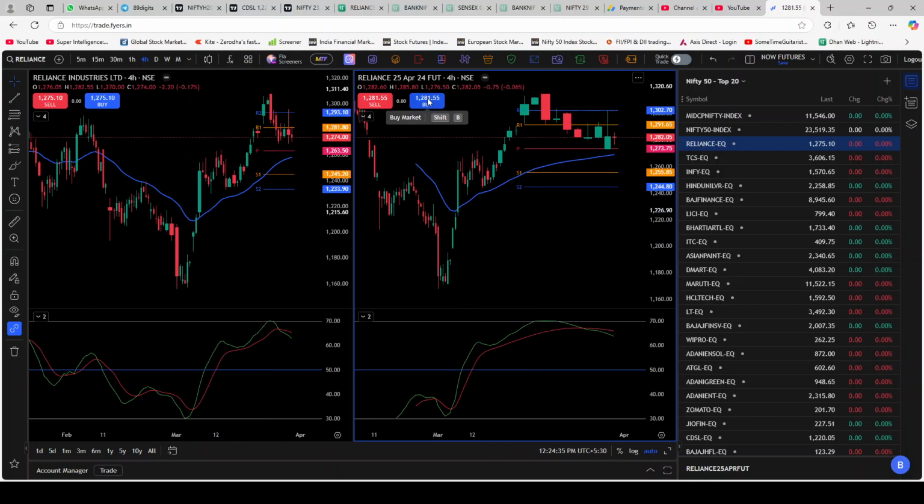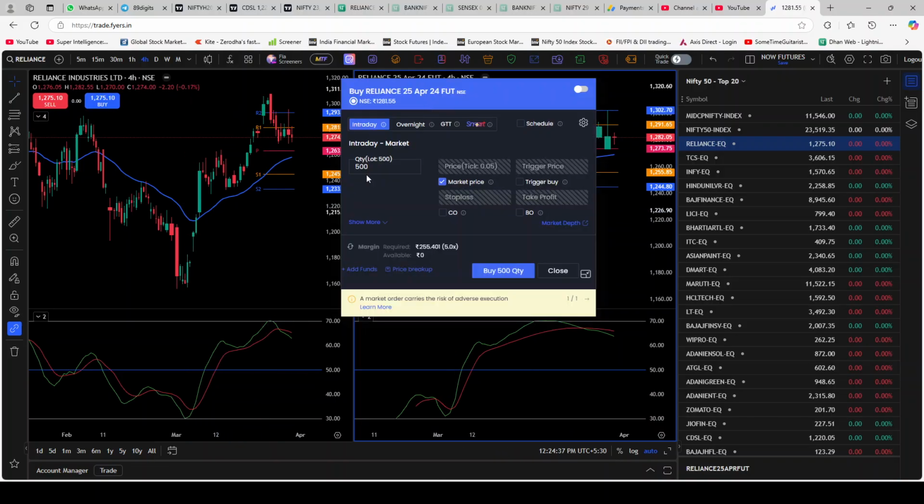All right. Say I want to buy one lot of futures. So one lot of futures in Reliance is 500, and I will be requiring 1,25,317 rupees to buy that one lot in futures. But the beauty starts now.